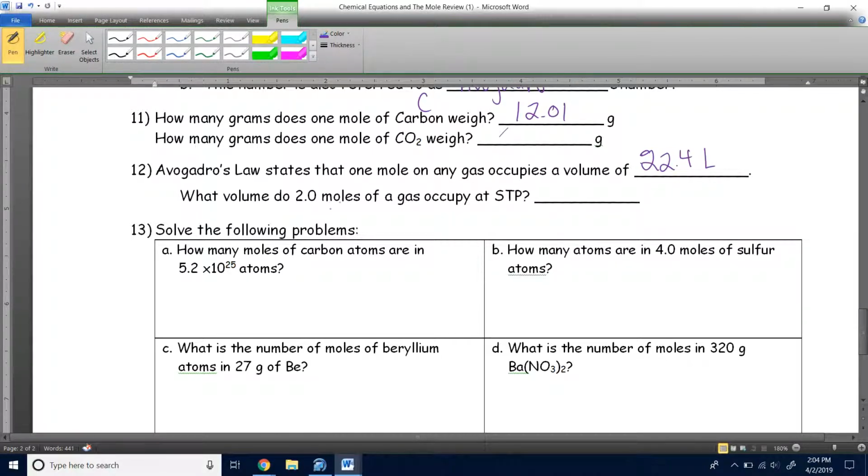So in this problem, what volume do 2 moles of gas occupy at STP? So don't let this STP confuse you. It's just a certain temperature and pressure it has to be at in order for a gas to have the amount of volume of the 22.4. So STP just is part of the problem. So don't worry about that. You don't have to do anything with that. So let's set this problem up.